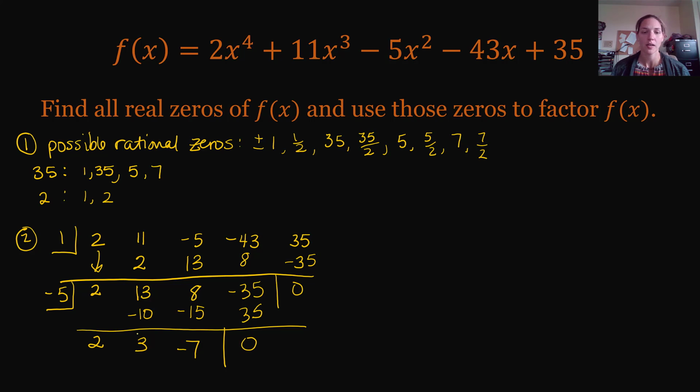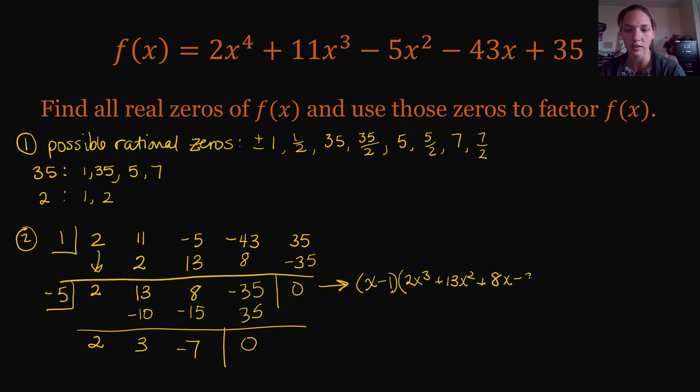Now we have a quadratic, right? So this works out to show us that x minus 1 is a factor, and then we would be left with 2x cubed plus 13x squared plus 8x minus 35, right? That's what that row gives us. We factored it once. Then when we use the negative 5, we factored it again. So this next row is telling me that I have x minus 1 times x plus 5 times what's left, 2x squared plus 3x minus 7.